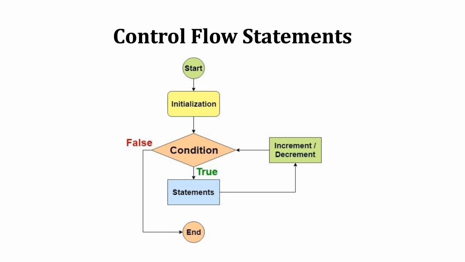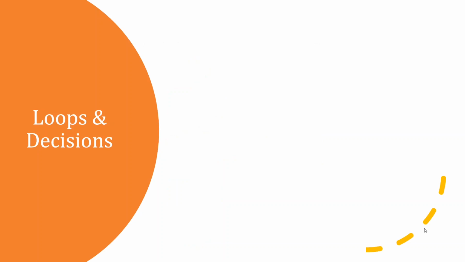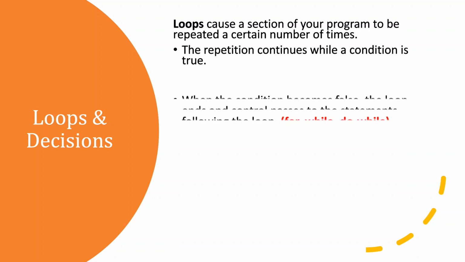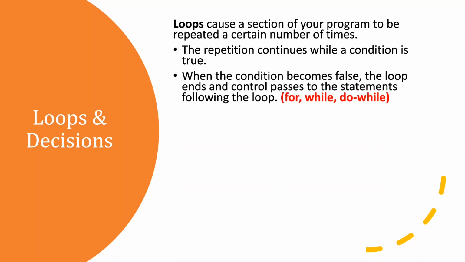There are quite a few different types of control flow statements, and we will cover them briefly in this video and then in more detail throughout the rest of the course. Loops cause a section of your program to be repeated a certain number of times. The repetition continues while a condition is true. When the condition becomes false, the loop ends and control passes to the statements following the loop. Some examples of these are the for, the while, and the do while loop.